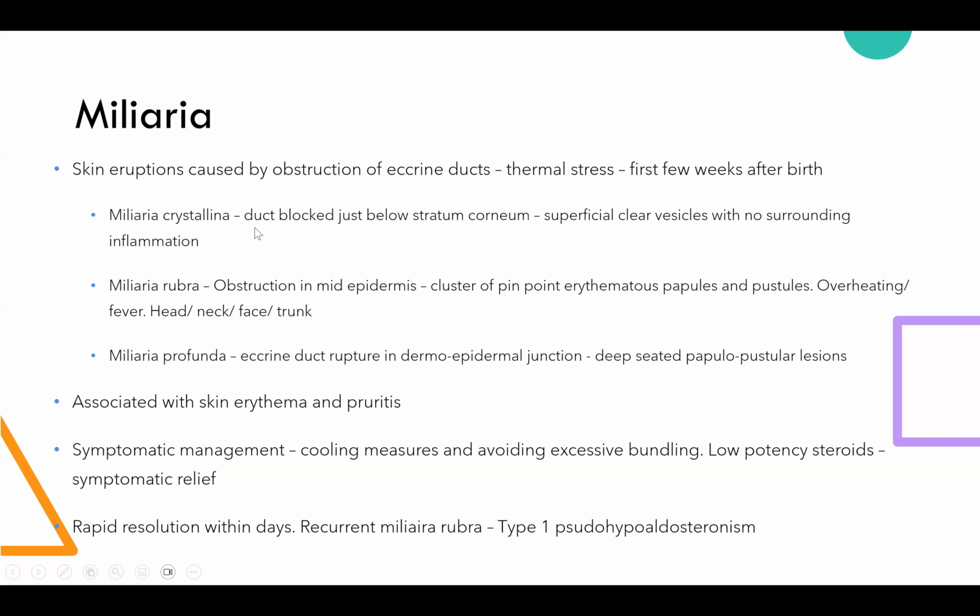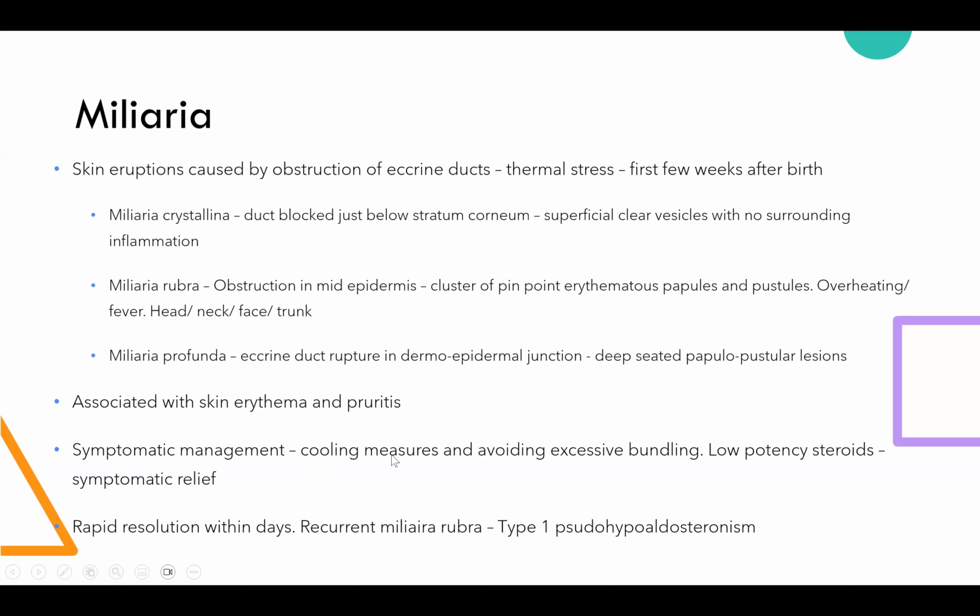Crystallina is asymptomatic, just presenting with superficial clear vesicles with no inflammation. However, rubra can be confused with other lesions. It occurs due to obstruction in the mid-epidermis, so it presents with pinpoint erythematous papules or pustules. It can be due to overheating or fever. It presents on the head and neck, face, or trunk region. It is associated with skin erythema and pruritus.